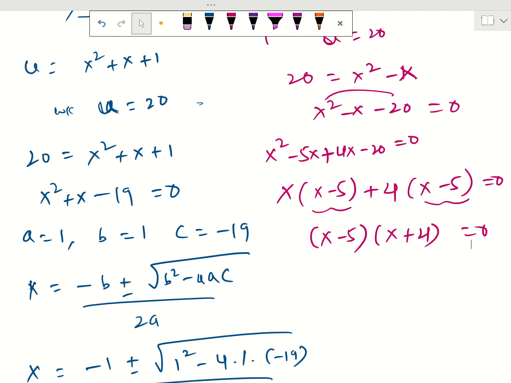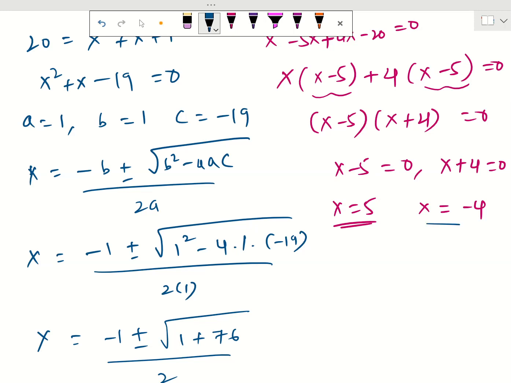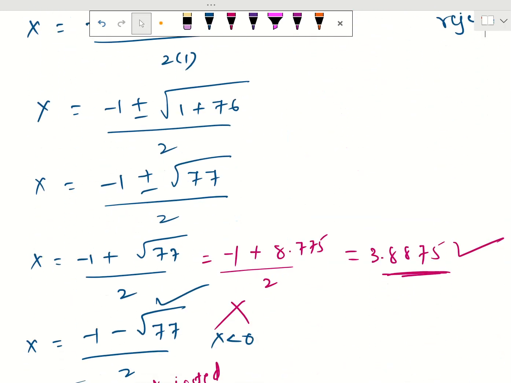So if we split this, we have x minus 5 is equal to 0, and x plus 4 is equal to 0, then x is equal to 5, and x is equal to minus 4. A negative value we cannot accept, so therefore this value is rejected. So we'll be having two values: x is equal to 5, and x is equal to 3.885.